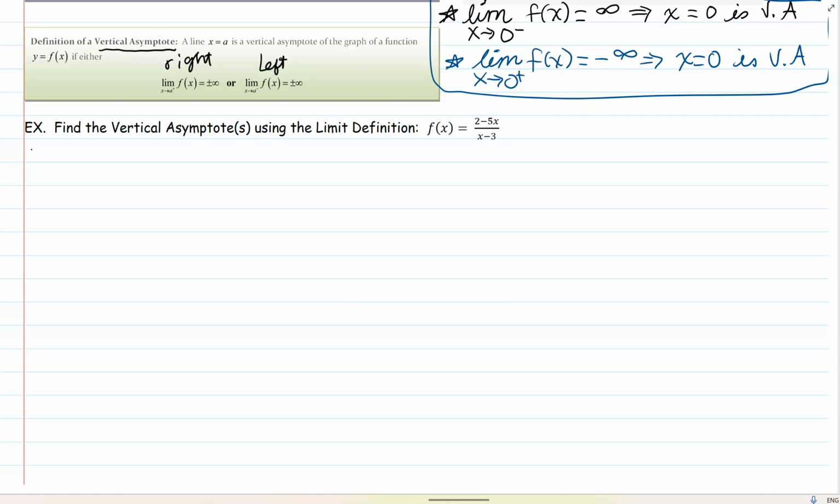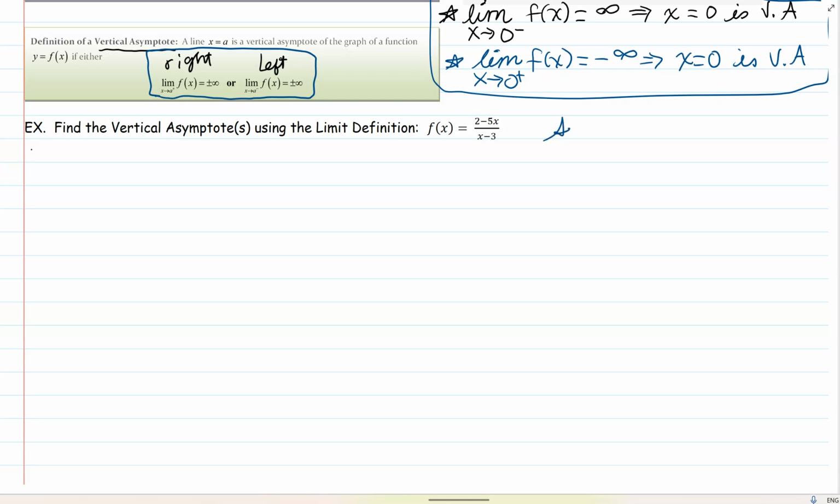Okay, so the question is asking us to study the vertical asymptote using the limit definition. We want to know where that point A might be, because it said if x is approaching A from the left and from the right, well, what's your A? Okay, so what are we after?